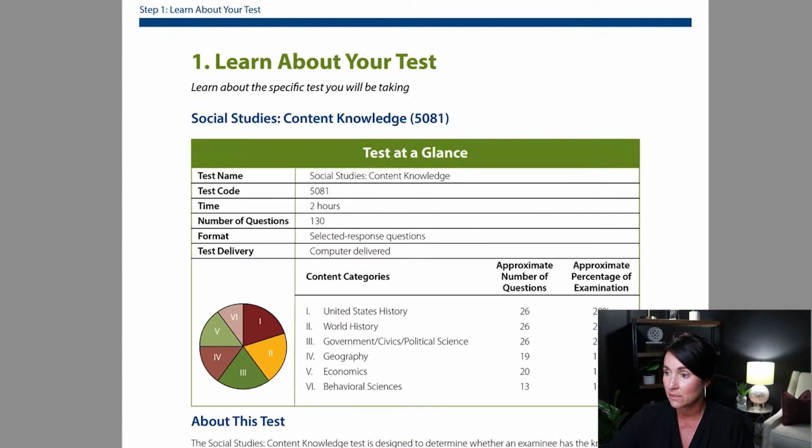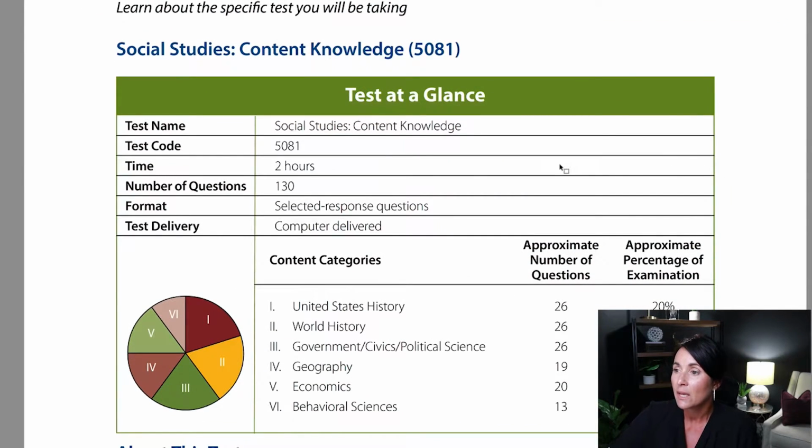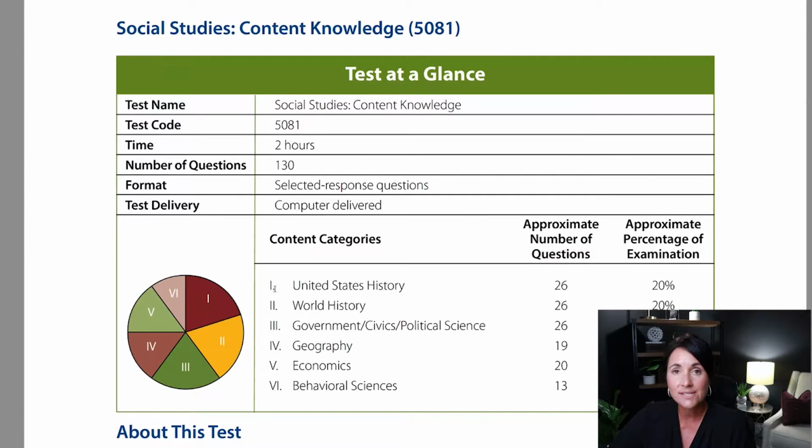Let me zoom in a little bit so you can see it better. There we go. You can see here that there are 6 content areas for this particular exam. We have U.S. history and world history and government here, and they take up the bulk of the exam. Each one is going to have 26 questions, and they are each 20% of the test. So 60% of the test happens in content categories 1, 2, and 3. And then we have geography, economics, and behavioral sciences. Behavioral sciences are things like psychology, sociology.